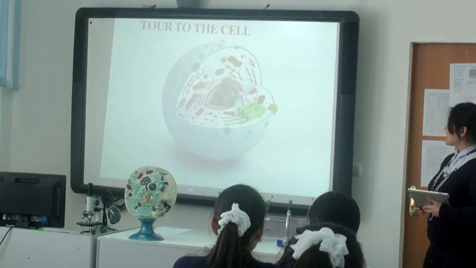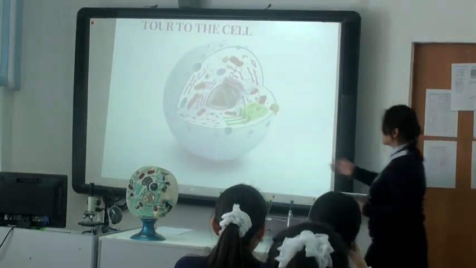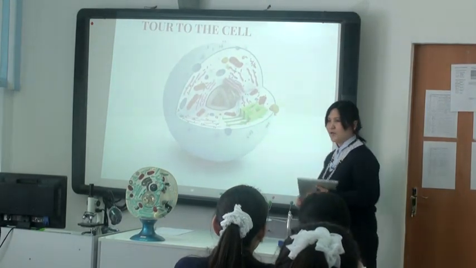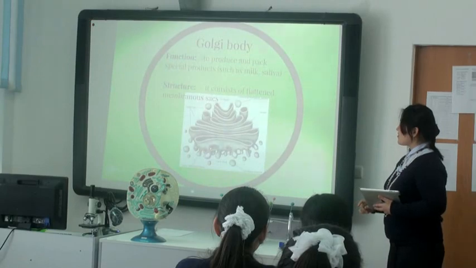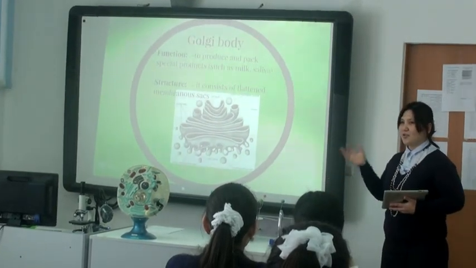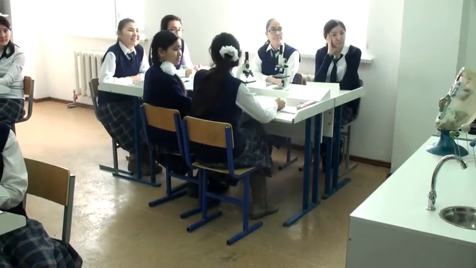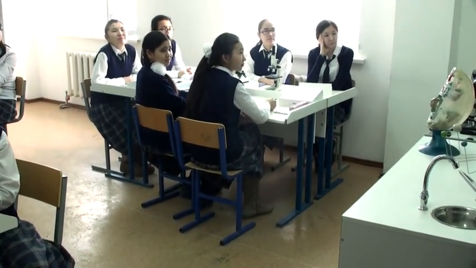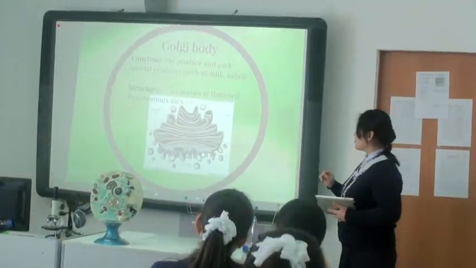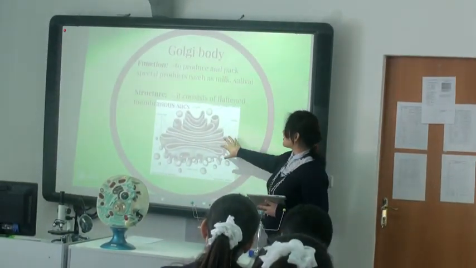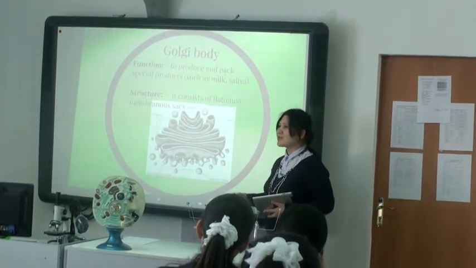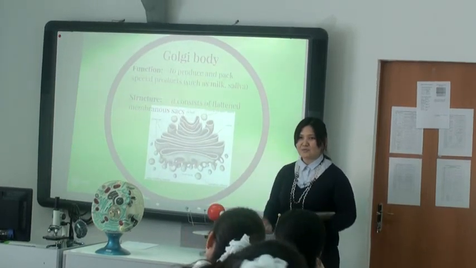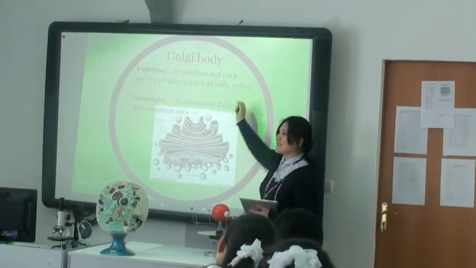Now, here you can see other organelles, this green one, this red one. Let's find out what they are. Green was the Golgi body. Golgi is a very sympathetic name for an organelle, isn't it? It is the surname of the Italian scientist who discovered this organelle. So the function of this Golgi apparatus is to produce and package materials, for example, milk and saliva.